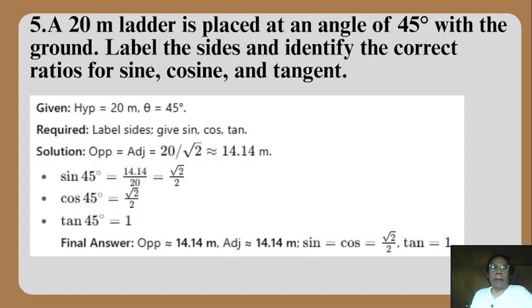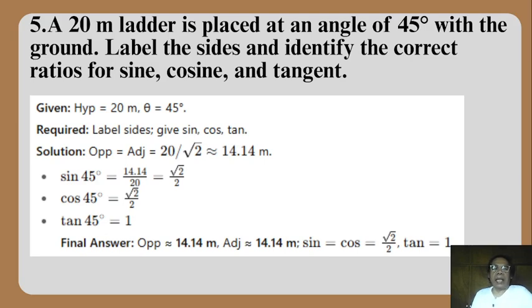Using the sine 45 degrees, opposite is equal to adjacent, which is equal to 20 over square root of 2, which is approximately 14.14. So sine 45 degrees is the opposite over hypotenuse. And then substitute the value, you will be getting square root of 2 over 2.